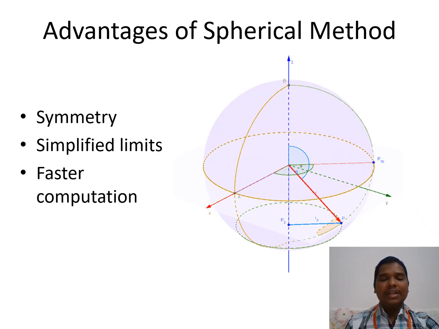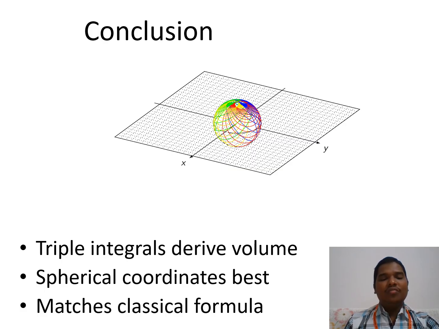Now, let us move to the conclusion. To conclude, we used triple integrals to derive the volume of a sphere. We saw that spherical coordinates are the best choice for this problem. Finally, the derived result matches the classical formula, proving the correctness of the method.